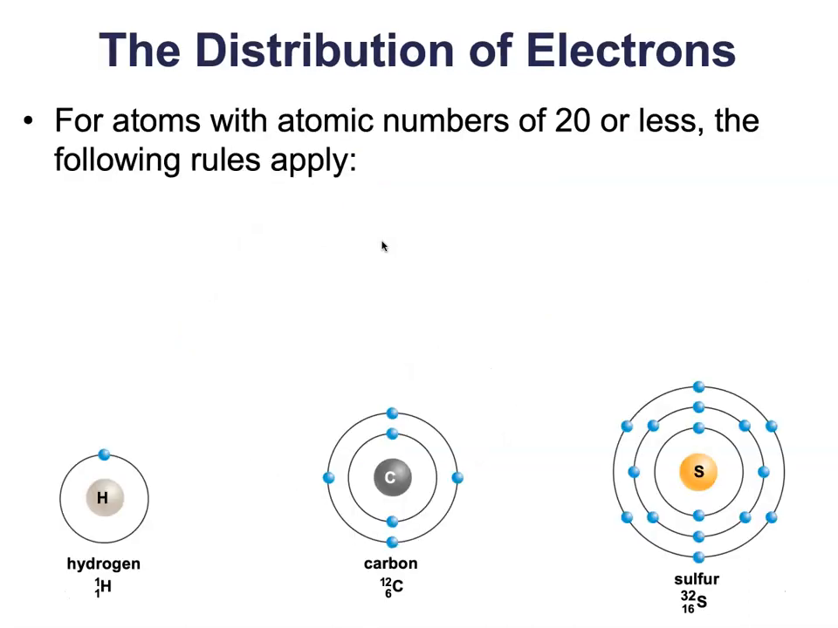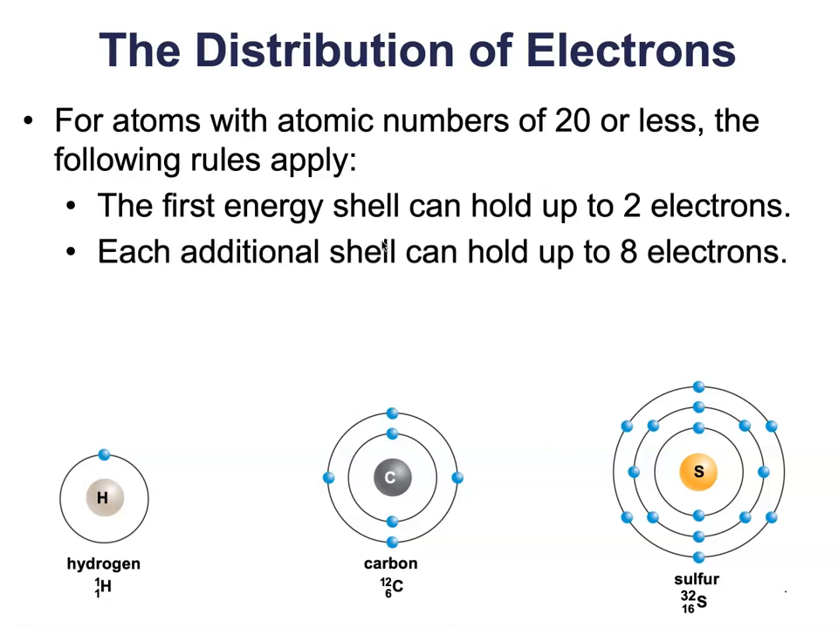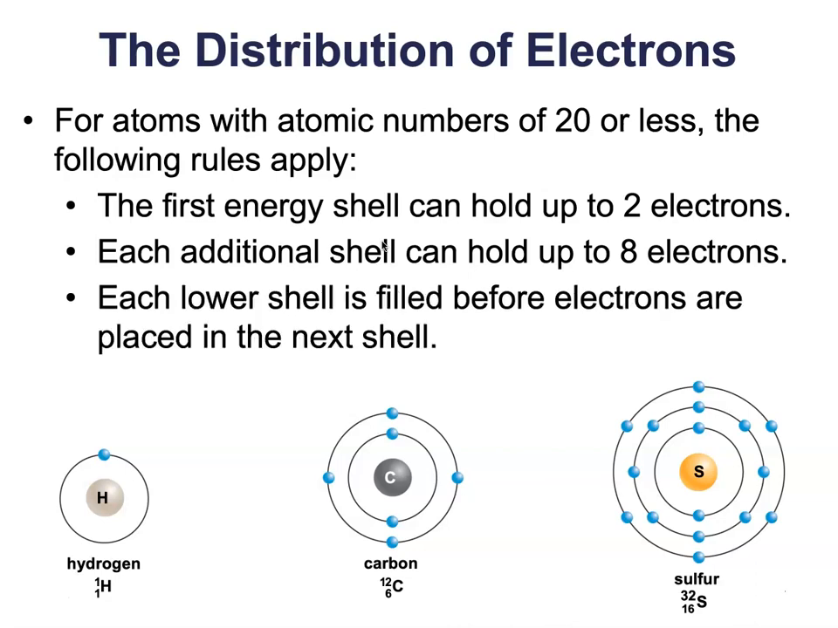But here we're going to look at the distribution of electrons. So this is just a more detailed look at the Bohr model. For atoms with atomic numbers of 20 or less, and I'm going to just tell you right now, we're not going to look at any atoms that have an atomic number larger than 20. So the following rules apply for every atom we're going to talk about in this class. The first energy shell can hold up to 2 electrons. Each additional energy shell can hold up to 8 electrons. Each lower shell must be filled before electrons can be placed in the next shell.